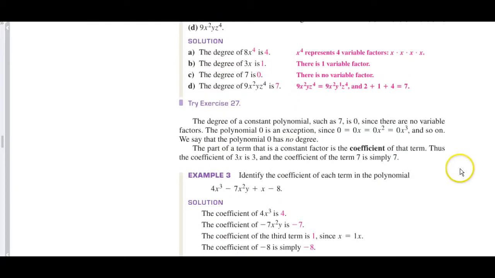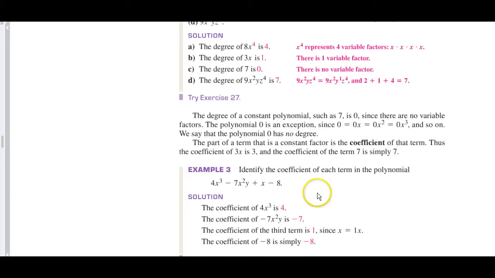Now, when we have a polynomial, these were degree of a term. In a polynomial, we look at the highest degree of any one term. And here they are introducing the idea of a coefficient. That is the part of the term that is the number part, not the variable part. So as we go here, we see the coefficient is 4. Here it's a negative 7. Here it's a 1. It's not written. And here it's negative 8.